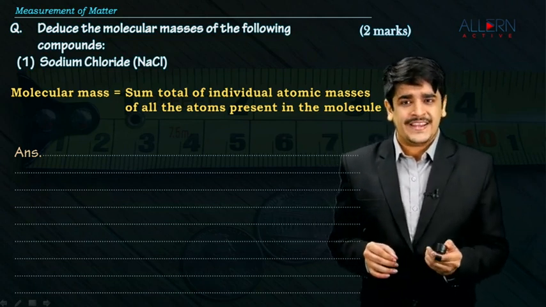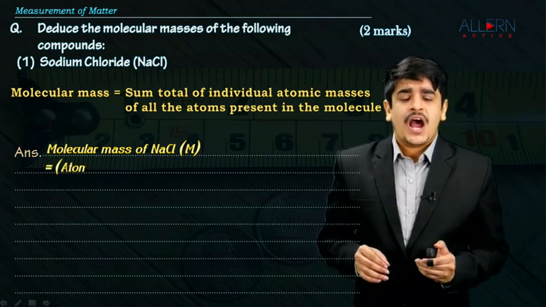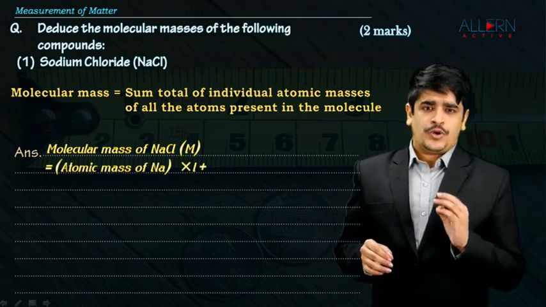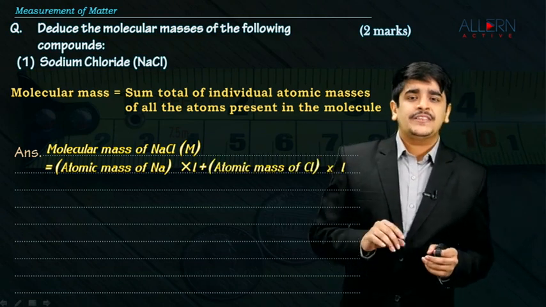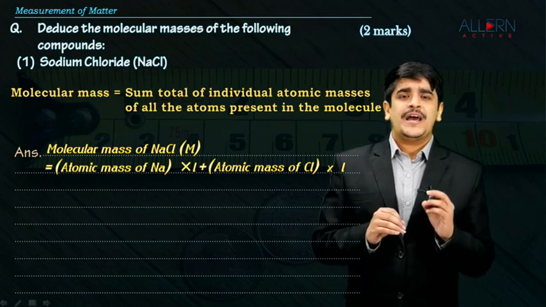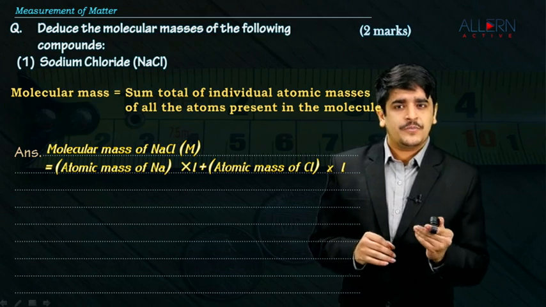It is going to be NaCl. Now, understand. For the molecular mass of NaCl, what should I do? I should be taking the atomic mass of sodium and multiply it by 1 because we have a single atom of sodium. Then I should take the atomic mass of chlorine and I should multiply that by 1 itself because we have a single atom of chlorine also. Let's put this information together.